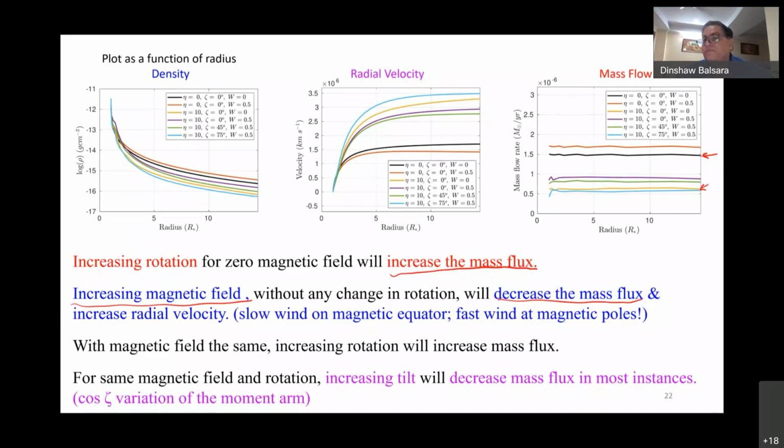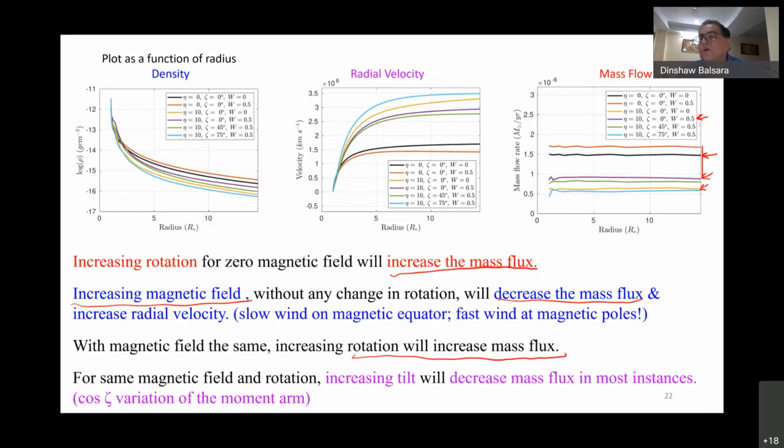And now let's say that we take the same magnetized but non-rotating star and we spin it up, so that the axes are aligned between the rotational axis and the dipole axis. And then we see that introducing a certain amount of rotation gives us a larger mass loss rate, exactly as expected. So this is a very good thing. So increasing rotation, even for a magnetized star, will give us increasing mass flux.